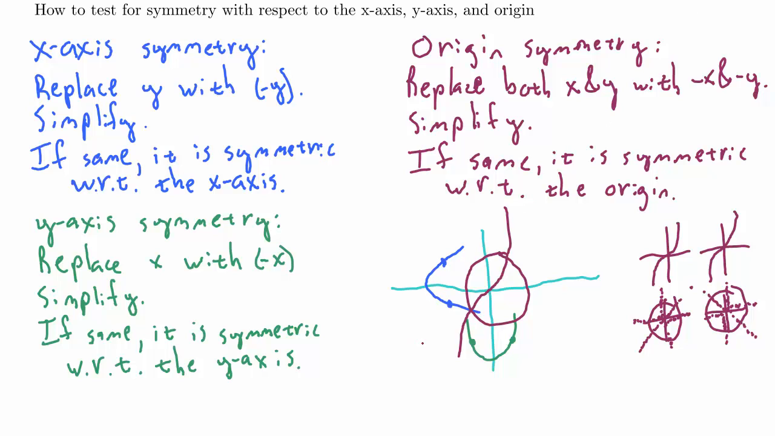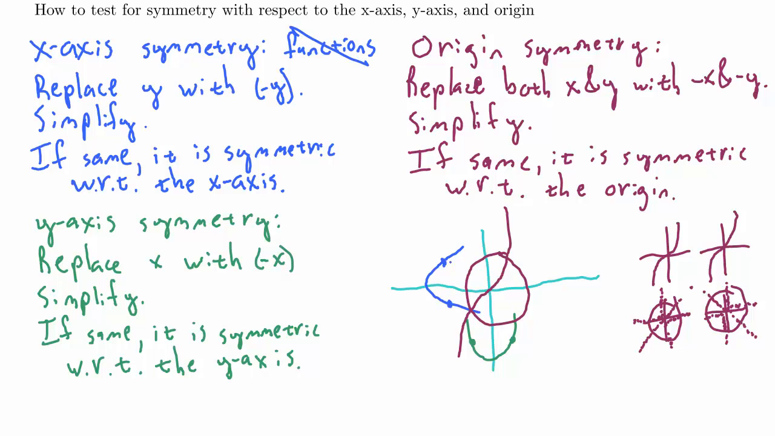Now, one thing I need to emphasize, although origin symmetry can have both functions and non-functions, and the same thing for y-axis symmetry, x-axis is a little bit different. That's this blue one right here. X-axis symmetry can never happen for a function. So functions are not allowed for this.